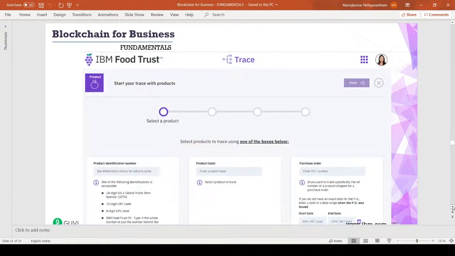Now this is the screen. Actually, if you are the owner of the store, you will be seeing this. For example, if you look at the left side, you will find the product identification number, the product label in the middle and the purchase order on the right. So if you put in any of this information here, you will be able to get the information about the product. And even if the product is in the transit stage, you will be able to get at what stage the product is, and this data will remain forever.